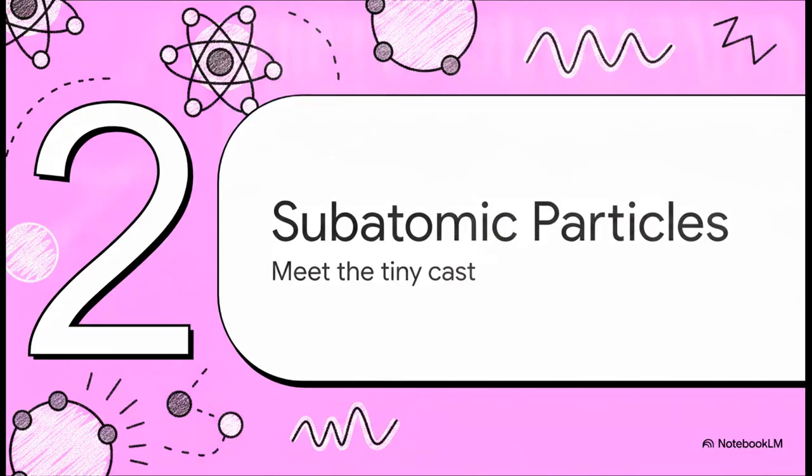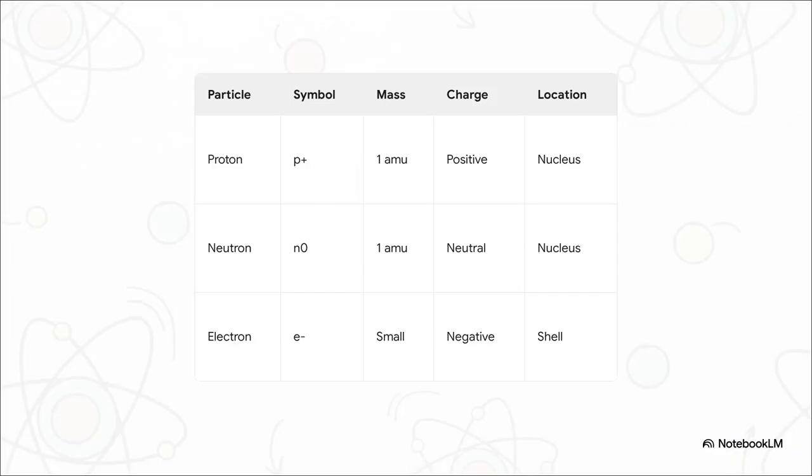Let's move to Section 2, Meet the subatomic particles. Now, what's really interesting here is the tiny cast of characters living inside the atom. We've got a perfectly organized trio of subatomic particles: protons, neutrons, and electrons. Let's walk through their stats together. First up, the proton, symbolized as a lowercase p with a plus sign. It has an approximate mass of 1 atomic mass unit, or AMU. And, as that plus sign tells us, it carries a positive electrical charge. It's home, right in that center room, the nucleus.